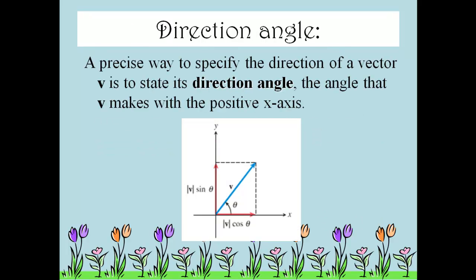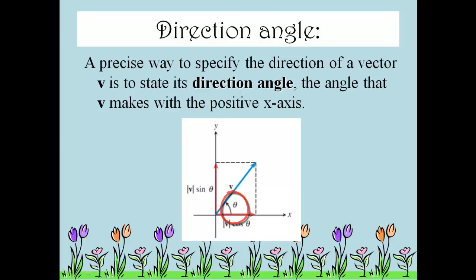Let's talk about the direction angle. Another way, or a more specific way, to find the direction of a vector is to talk about the direction angle. That's going to be the angle that our vector makes with the positive x-axis. So you can see a little angle inside here, theta. This is our direction angle.